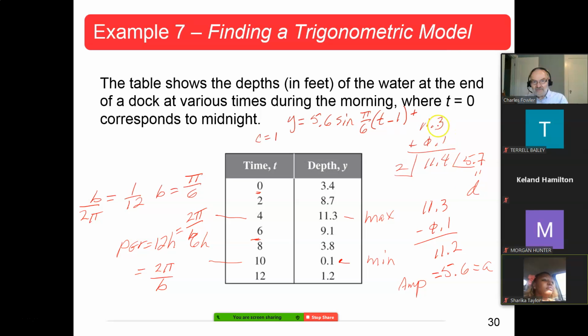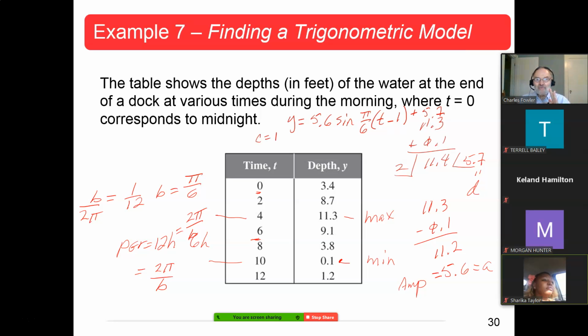Plus, and our D was 5.7. All right, that looks like my mathematical model. I got the A from here, the B from over here, the C from here and the D from there, and just plug it in. There's my model. Y is equal to 5.6 sine of pi/6 (t minus 1) plus 5.7.